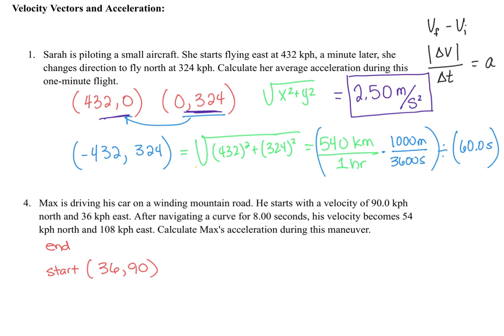It says after navigating a curve for 8 seconds, his velocity becomes 54 kilometers north. So that's my y, and 108 kilometers east. That looks like that.